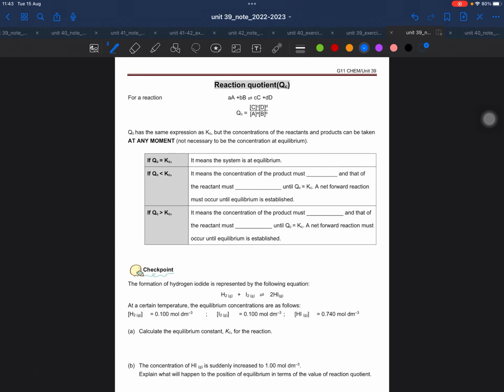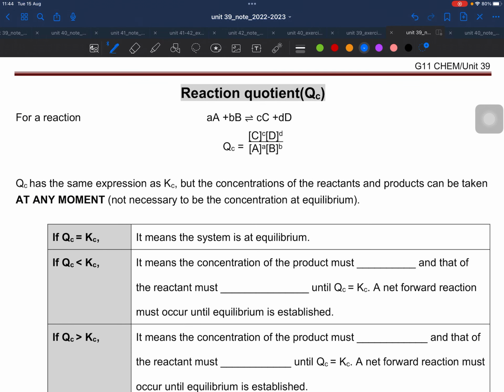Okay, finally, what if the equilibrium state is not attained or not reached? As I mentioned, going to equilibrium needs some time, okay? But we have no idea how long it takes. Maybe within a second or it may last for thousands of years. It is possible. So how can we know if the equilibrium is reached or not? Now we introduce a term called reaction quotient, Qc.